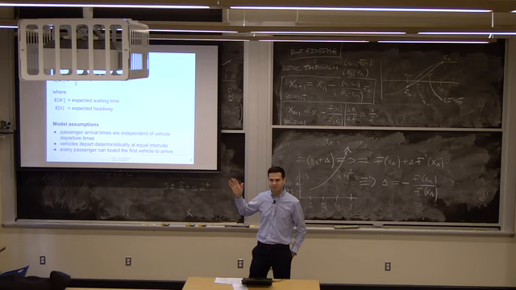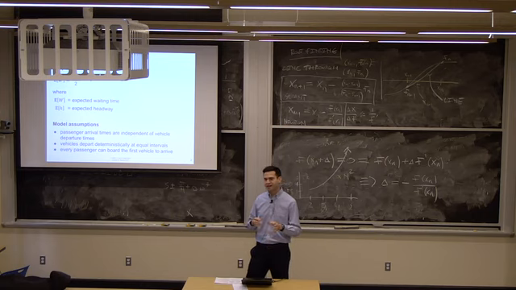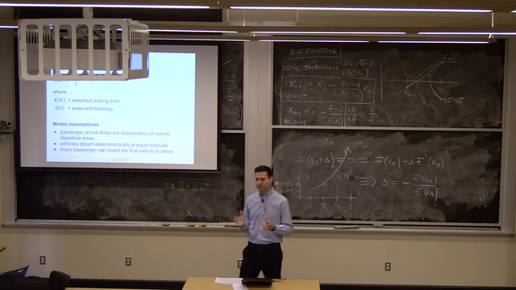Now this is a very simple model, right? And we know there are some problems with it. We are assuming that passengers arrive independent of vehicle departure times. We are assuming that vehicles are departing at equal intervals, deterministically, so they're sort of evenly spaced, and that every passenger can board the first vehicle they see. So nobody is left behind by a bus that is too full, okay?